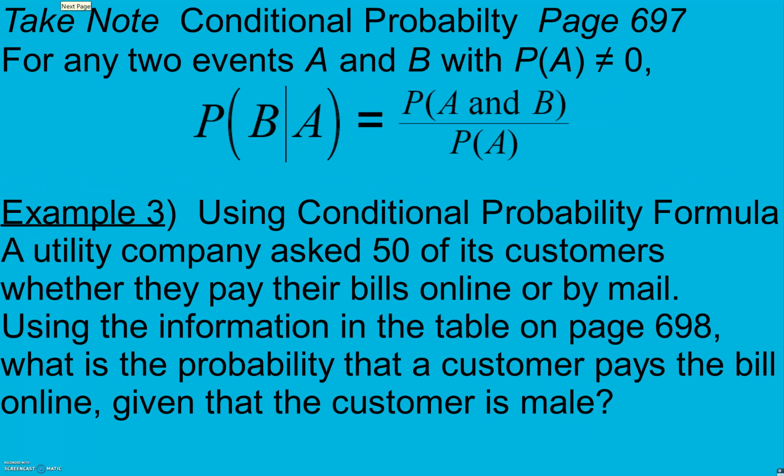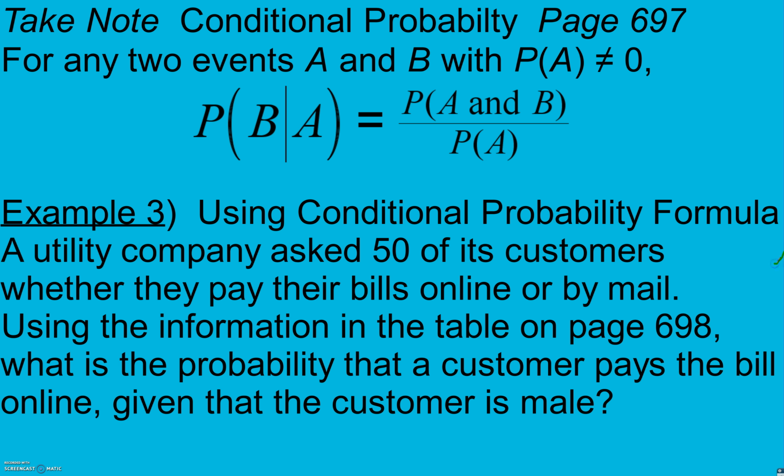Take note here, conditional probability from page 697. For any two events A and B, as long as the probability of A is not 0, the probability of event B given A is going to be the probability of A and B divided by the probability of A. And again, probability of A can't be 0, we can't divide by 0.